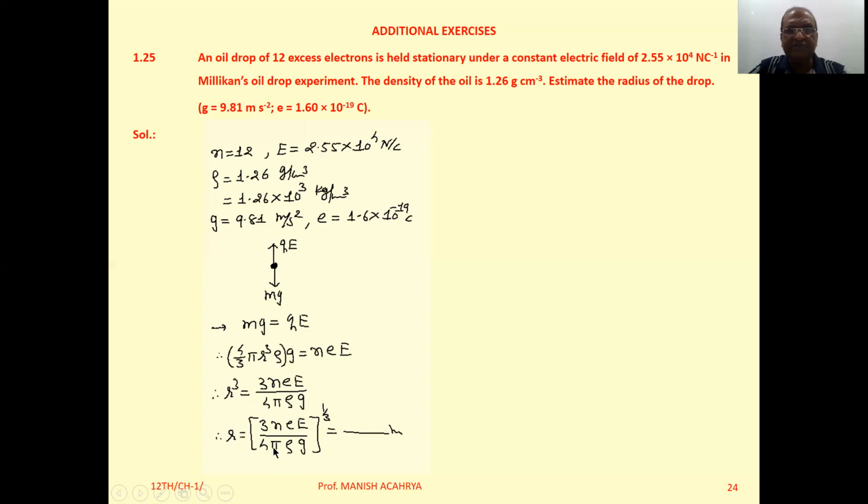Now in this equation substitute n equal to 12, e 1.6 × 10^-19, E 2.55 × 10^4, upon 4 into 3.14, density 1.26 × 10^3, g 9.81. Then solve it, and then after take a cube root of it, you will get radius of the drop. Clear?